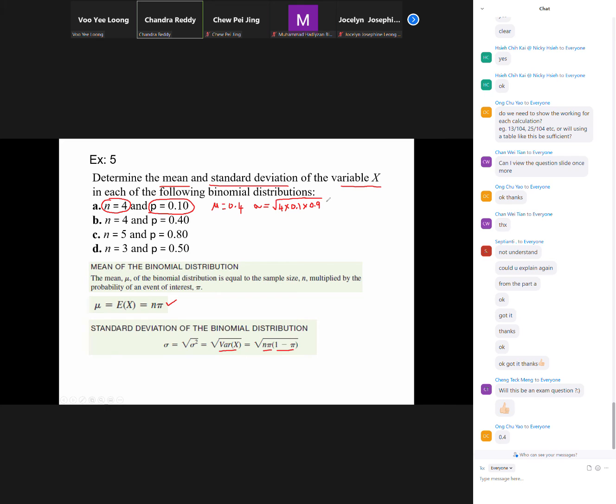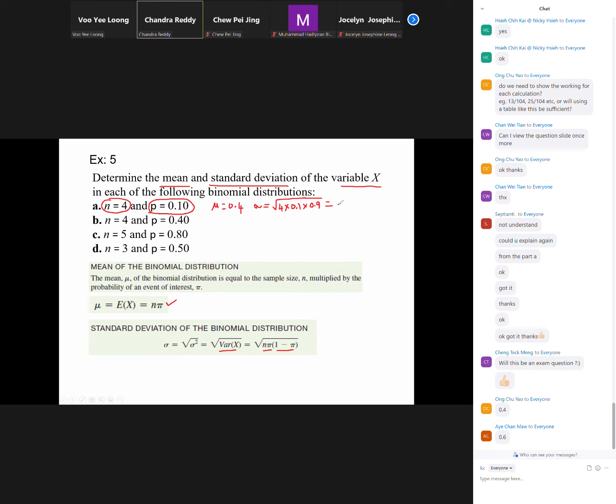So can someone give me the value for this sigma? 4 into 0.1 is 0.4, 0.4 into 0.9 is 0.36. So you will get square root of 0.36. What will be the square root of 0.36? Yeah, I think Chan gave the value. So it will be 0.6. Okay, so this will be the calculation for the first part. Similarly, you can calculate for the remaining parts.